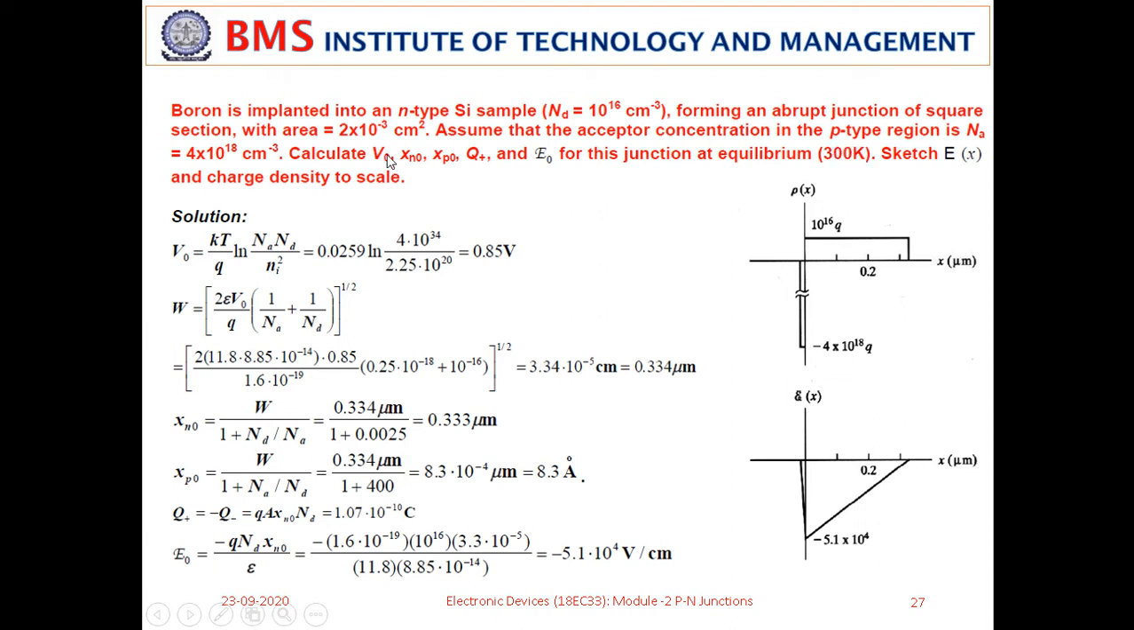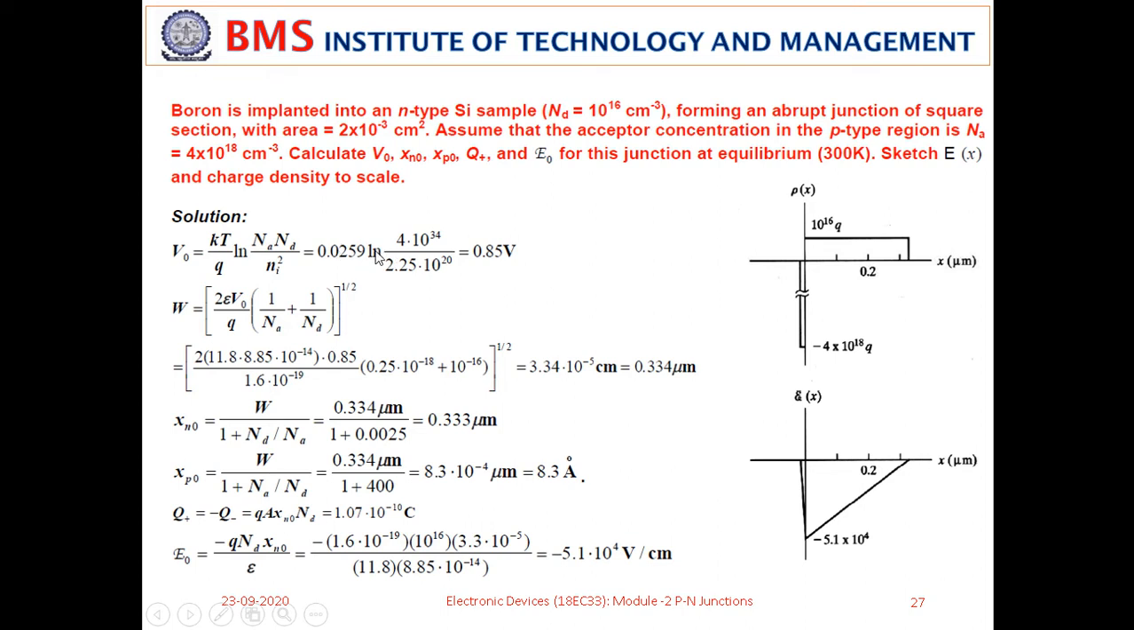Now let us try to find this V naught. So this is directly a formula based problem. V naught formula, we know that kT by q ln of Na Nd by Ni square. This kT by q value you can directly take, its value is 0.0259 volts or 25.9 millivolts. You can also obtain this value by substituting the Boltzmann constant K, temperature, and electron charge, which is 1.6 into 10 to the power of minus 19 coulomb. It gives you the same value 0.0259.